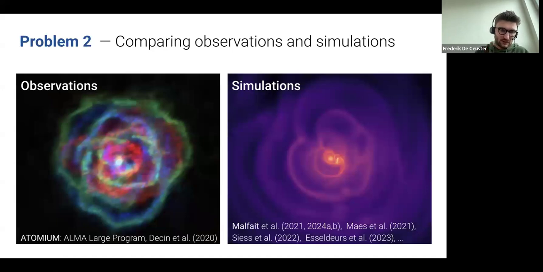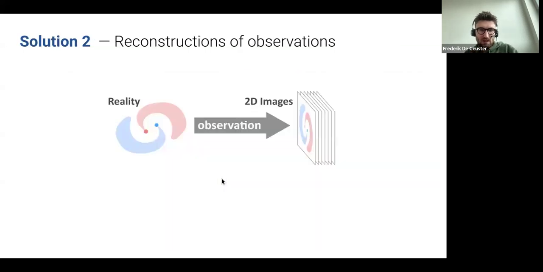Then the second thing I wanted to talk about is this problem of comparing our observations with simulations. It is very difficult, because you can start a simulation, but it's very difficult to hope that it will actually look like anything that we have observed before. So that's why we proposed this idea of reconstructing models based on our observations.